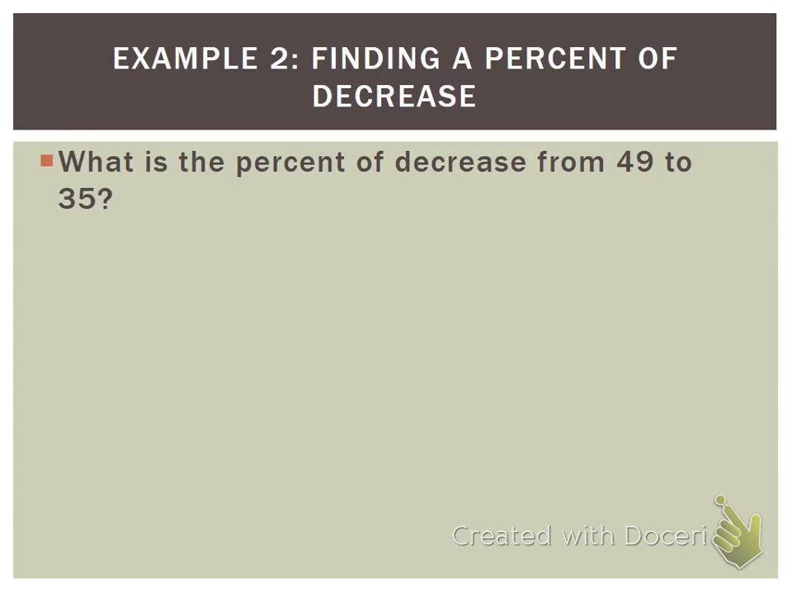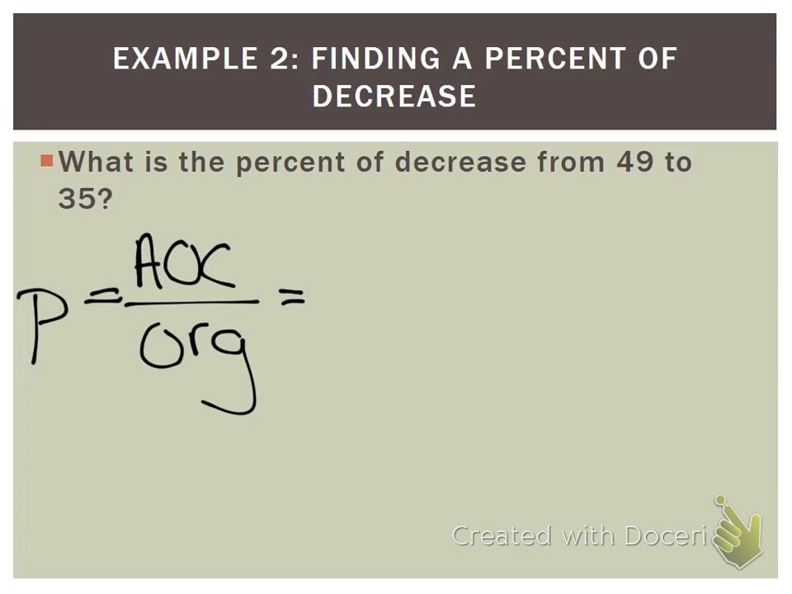Now in example 2, I'm still finding percent of change, except now my values are decreasing. Well, my formula is still the same. P equals amount of change over the original. Again, I don't care which value comes first, I'm just going to subtract them. From 49 to 35, what is my change? It is 14. And what is my original amount? 49. Not necessarily the largest, but from 49 to 35, the original amount is 49.